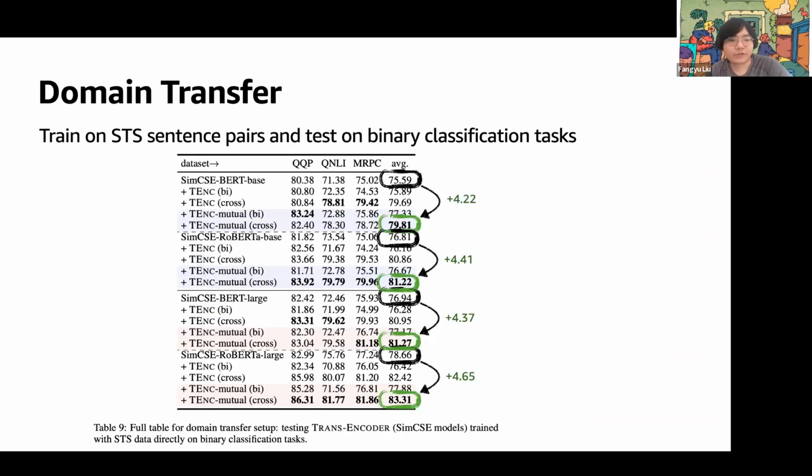And more interestingly, we tried this domain transfer setup where we trained our model on sentence pairs sampled from STS, but directly tested our model on binary classification tasks. This is just to make sure that the model doesn't overfit to the task, but is properly generalizing to unseen tasks and domains. And it turns out that for cross-encoders, it's generalizing really, really well. But for bi-encoders, the model is less consistent.